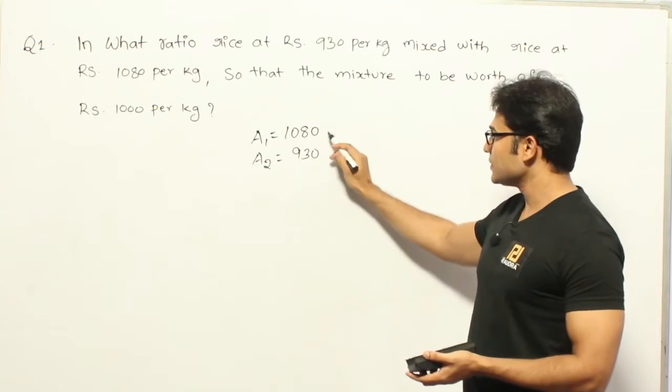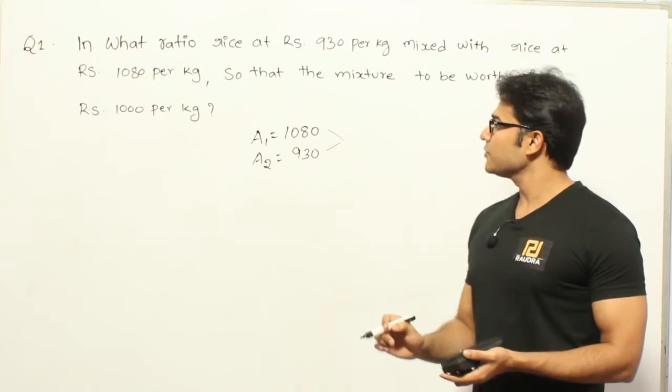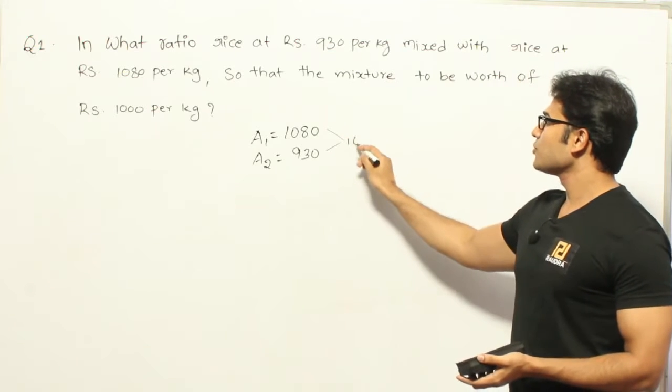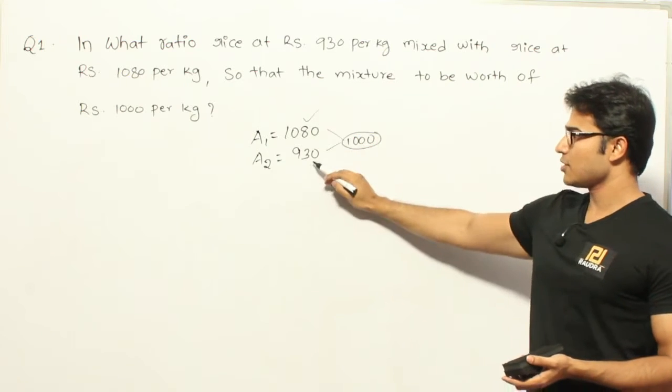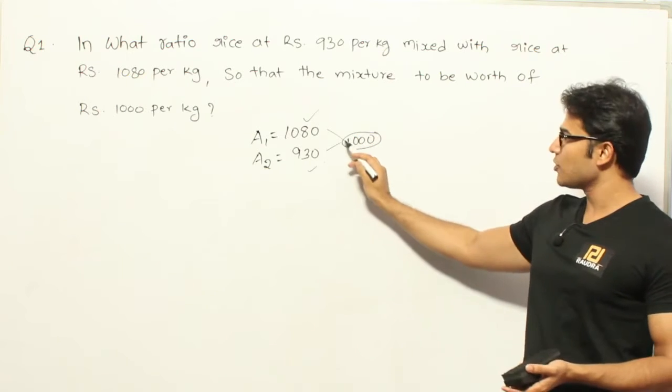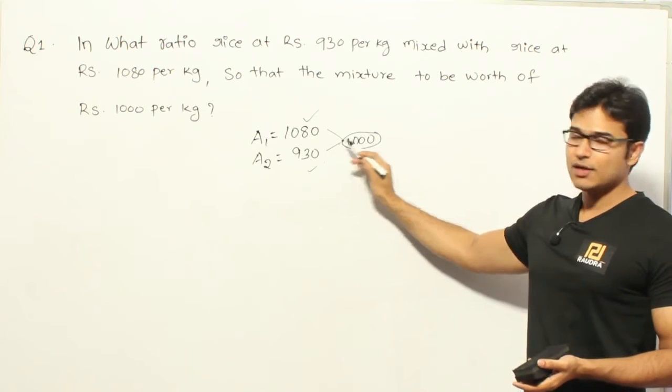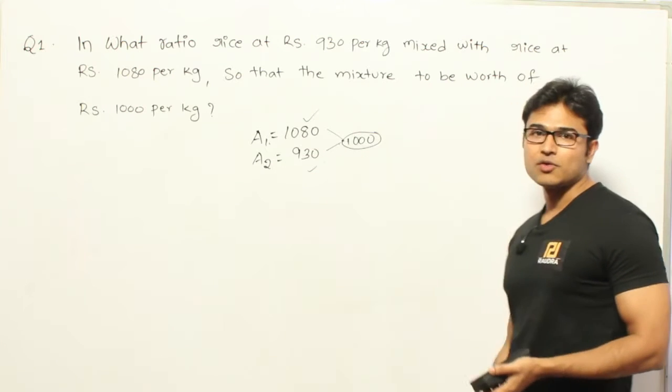Now we are going to mix these two in such a way that the final average is going to be 1000 rupees, right? We are not going to sell it at this high price, or at this low price. We want to sell it at this price. Then how much of this rice are you going to mix?